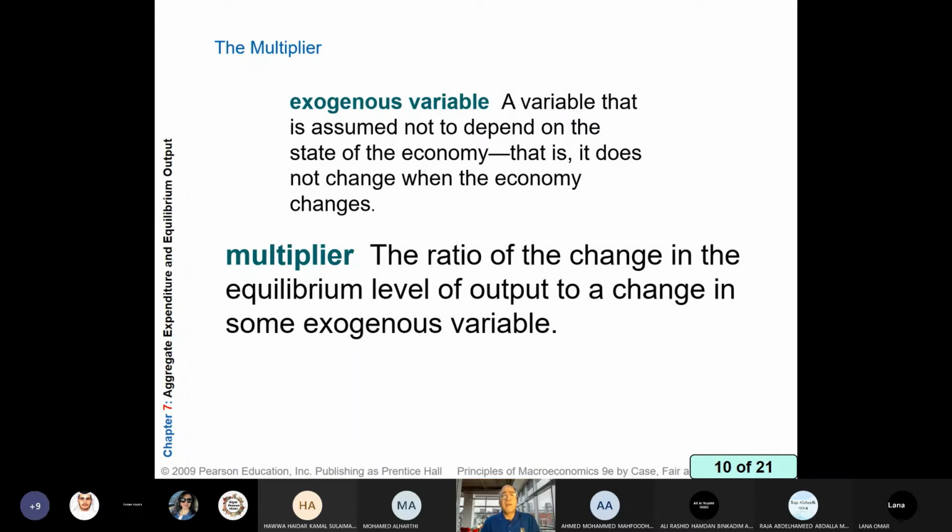And then we will take the multiplier, Raja. The ratio of the change in the equilibrium level of output to a change in some exogenous variable. Okay, so what is the multiplier? A change in Y due to a change in one of the exogenous variables.